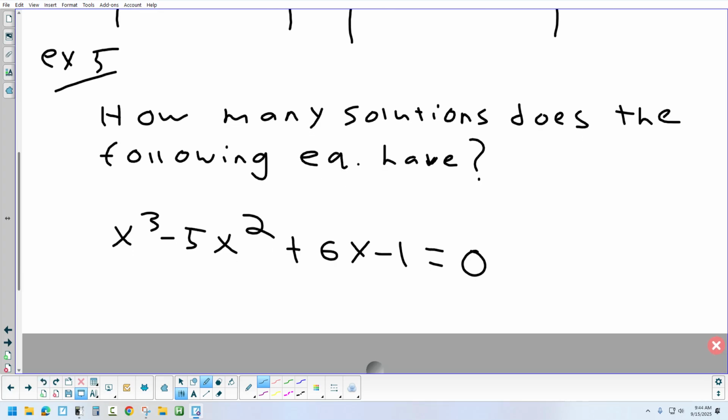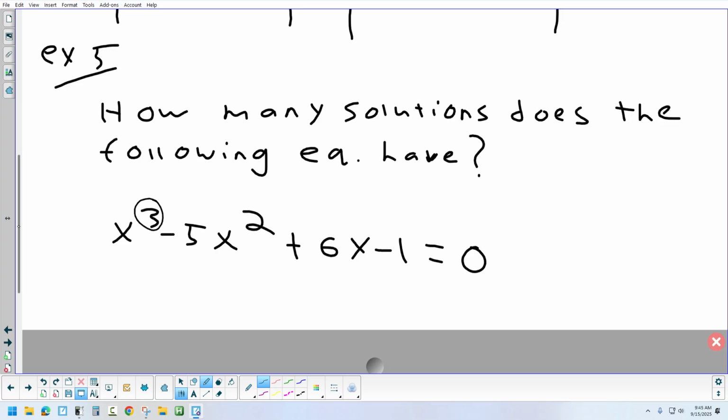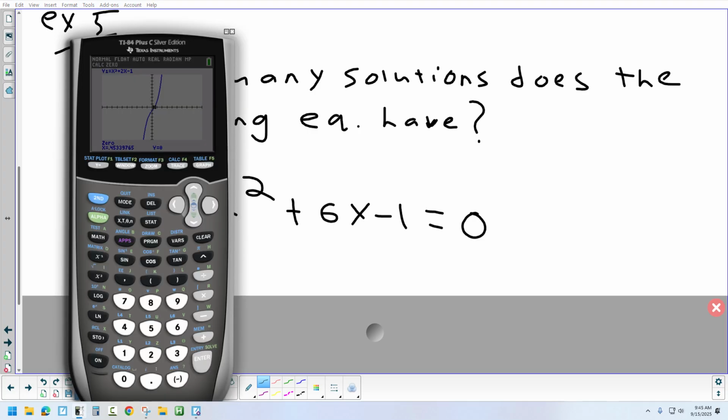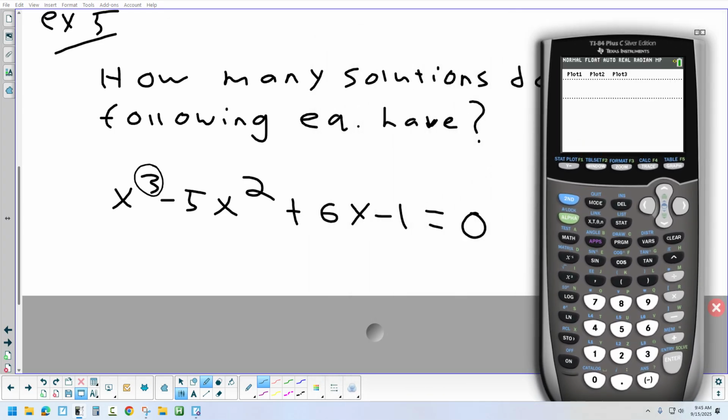Okay, let's look at this one. The question is, how many solutions does the following equation have? First, we're setting it equal to 0. Could you tell me the maximum number of solutions it could have? Yeah? 3. What about the minimum? Yeah? 1. It has to have 1. These types of polynomials, which this is called an odd degree polynomial, have to cross the x-axis once. Has to. Even degree polynomials, like parabolas, do not. All right, so it could have up to 3, maybe only as little as 1. To figure out the exact number, let's draw it.